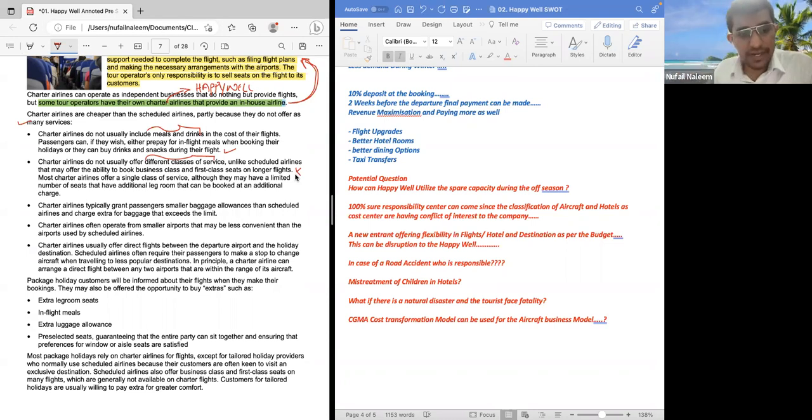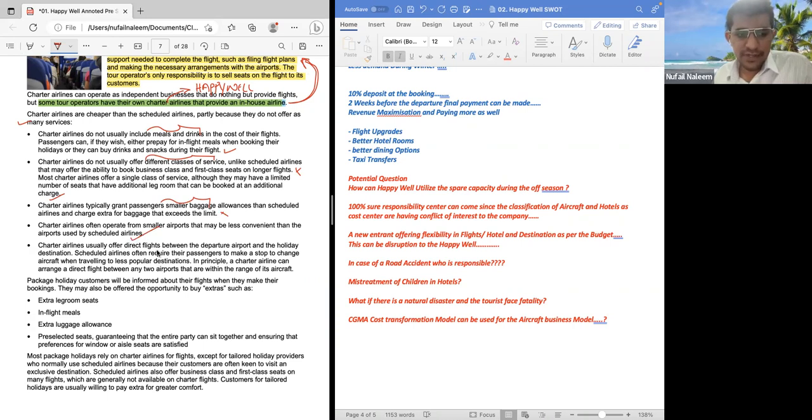Most charter airlines offer a single class of service, although they may have a limited number of seats with additional legroom that can be booked. Charter airlines typically grant passengers smaller baggage allowances, and the scheduled airlines charge extra for the limit. Charter airlines often operate from small airports that may be less convenient than the airports used by the scheduled airlines.